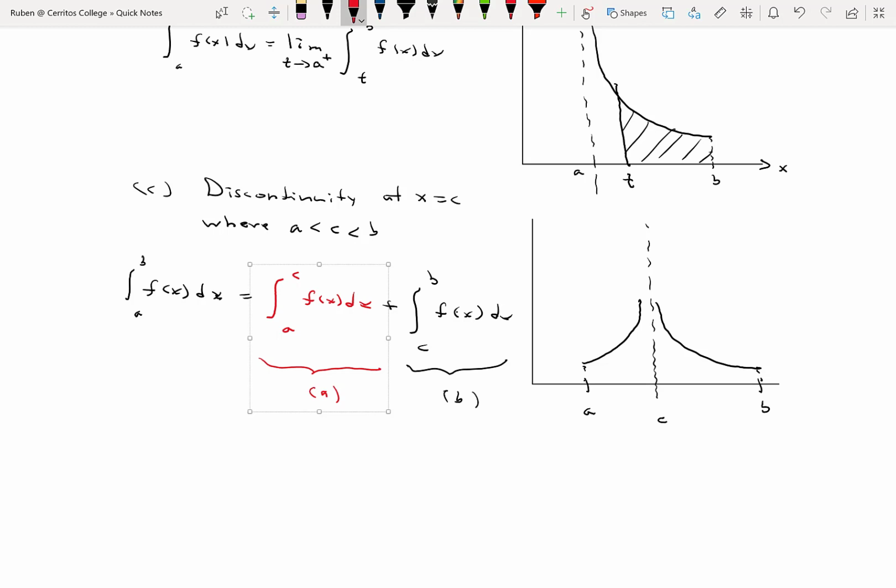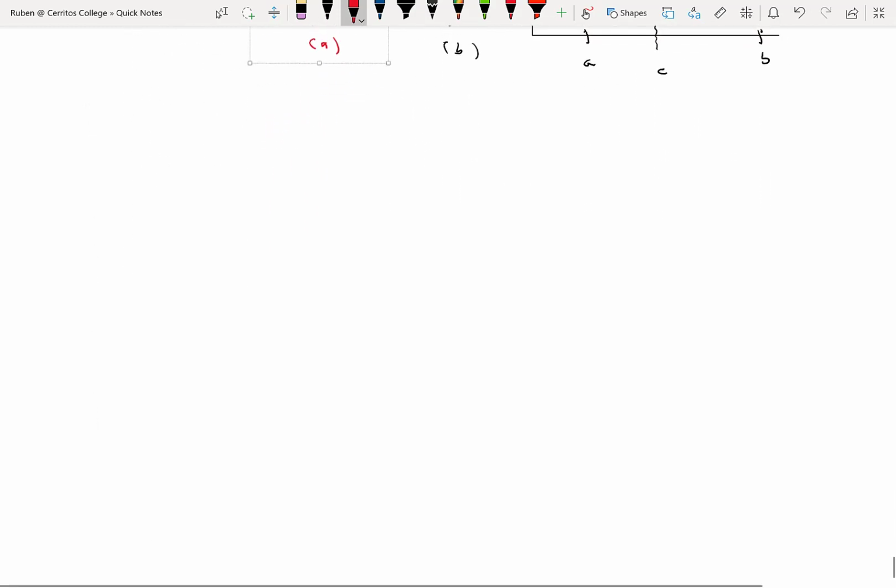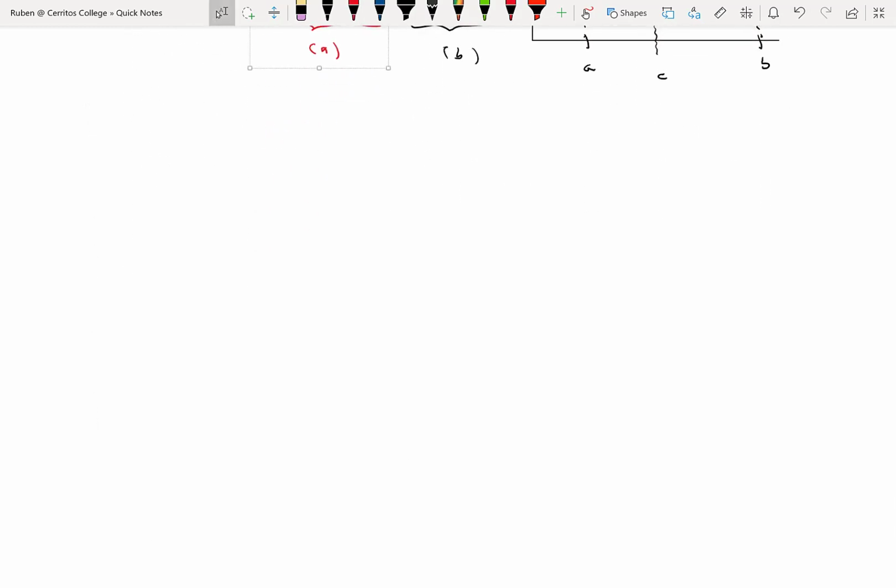If the first one is convergent, that is, if the first one approaches some number, then we're stuck with having to evaluate the second one. If the second one then also is convergent, then the whole integral is convergent. Add up the two numbers. If the second one diverges, then the integral diverges, regardless of whether the first integral converged or not. Okay, so let's take a look at a couple of examples.